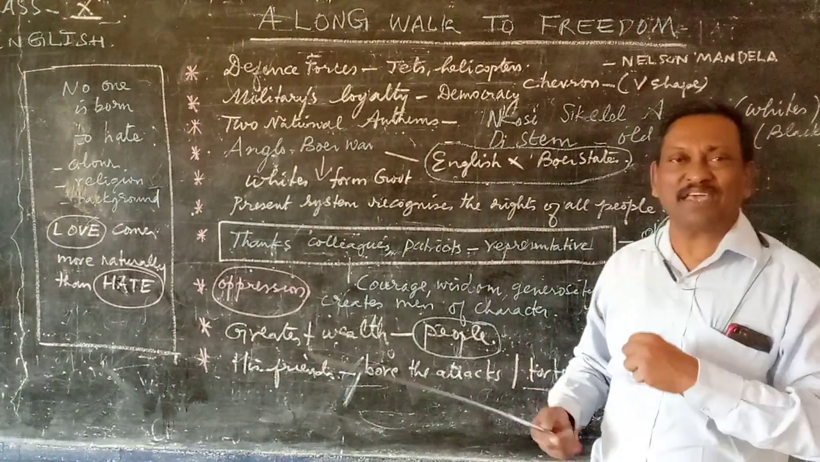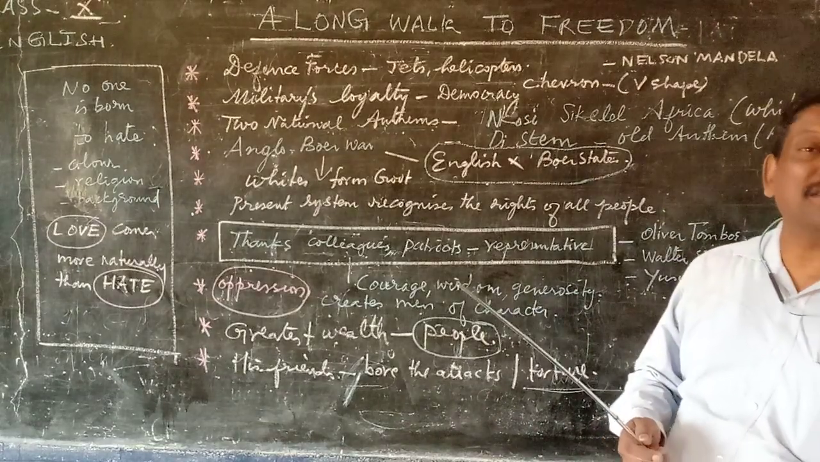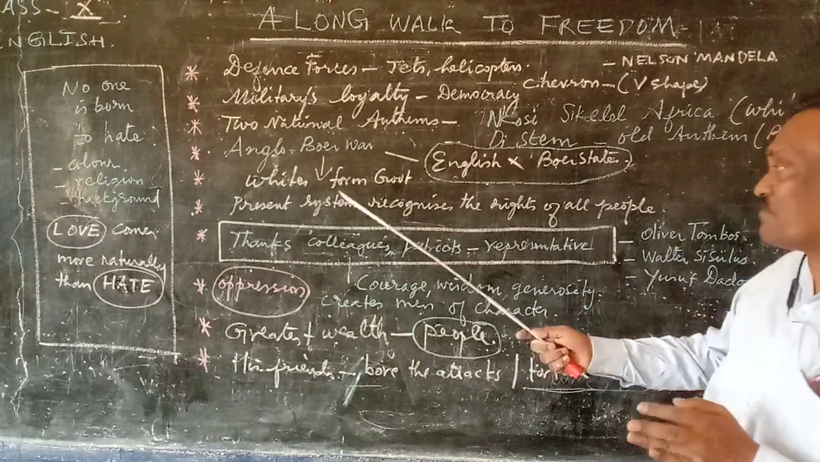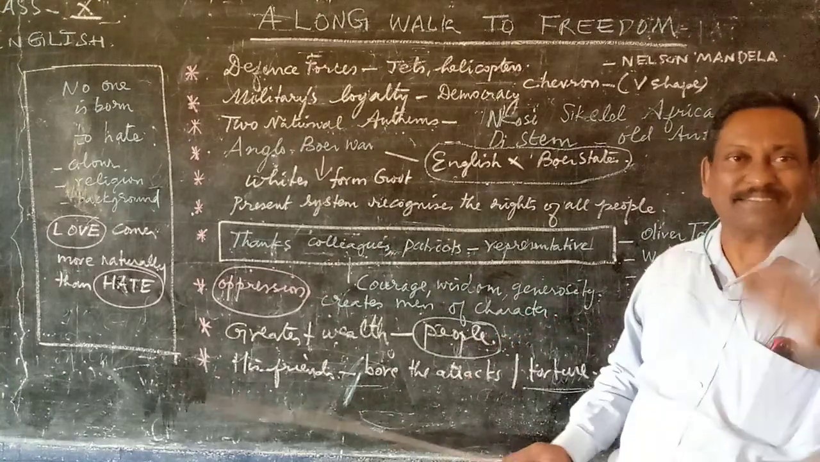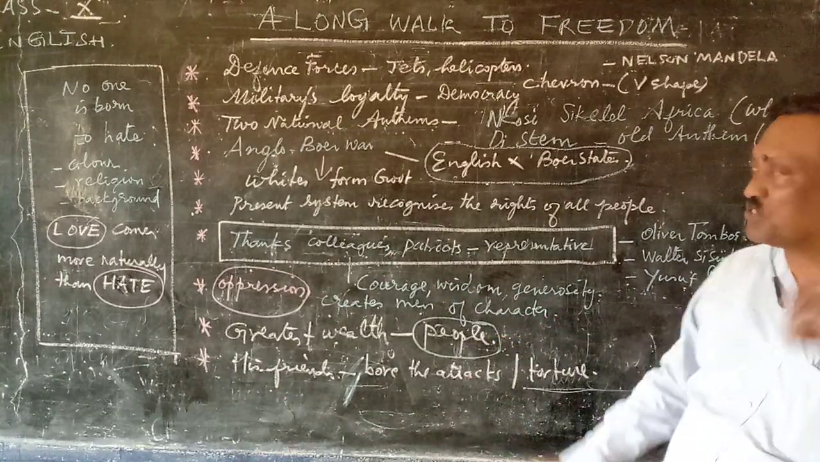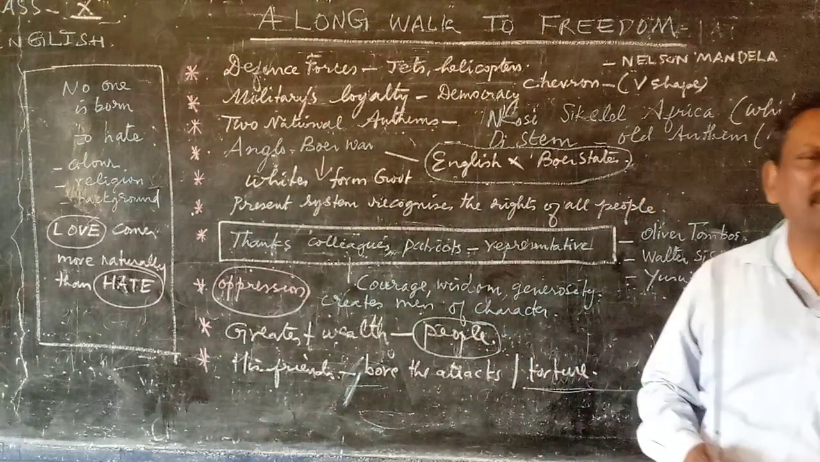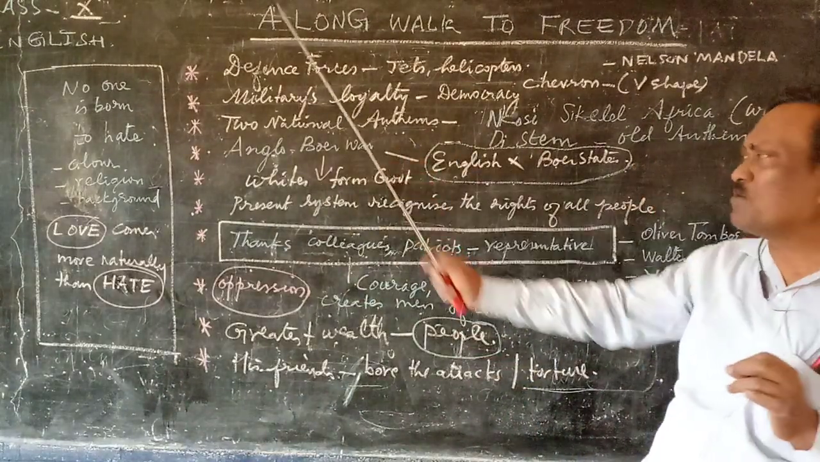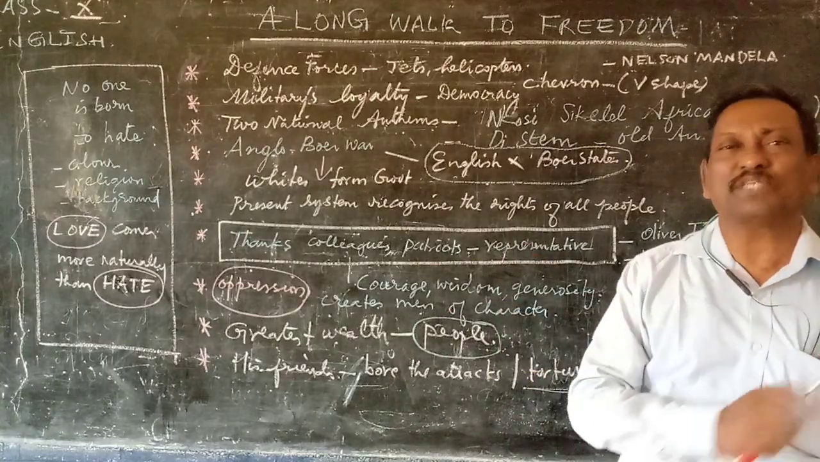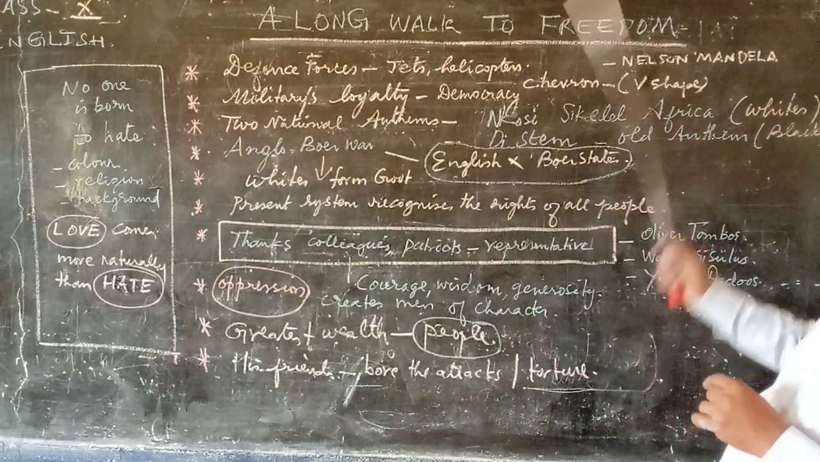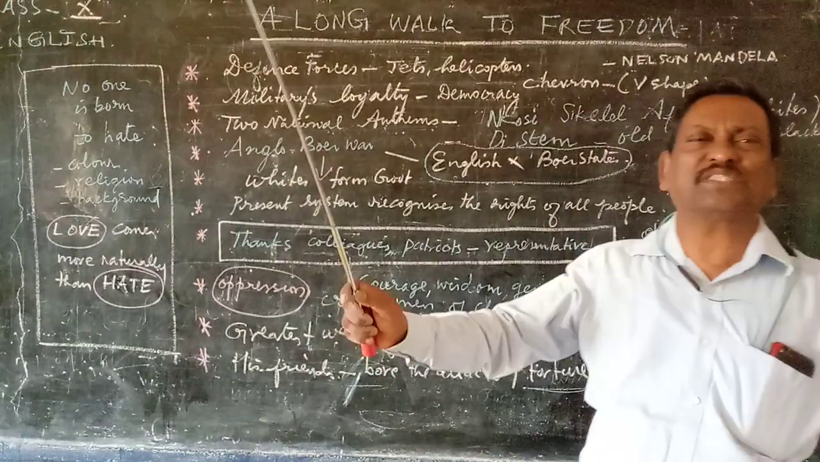So they gained their identity. They were considered as human beings. They were considered as the lawful citizens of South Africa, and they exercised their right to vote. So Nelson Mandela makes a mention of that. So he says the old system is out, the white dominant rule is out, and a system or a government which recognizes the rights of all people has come into being.